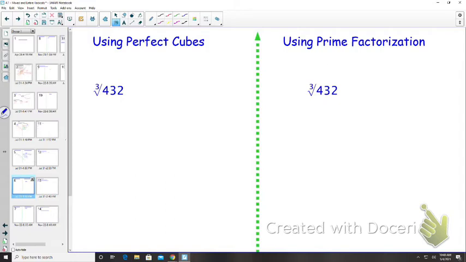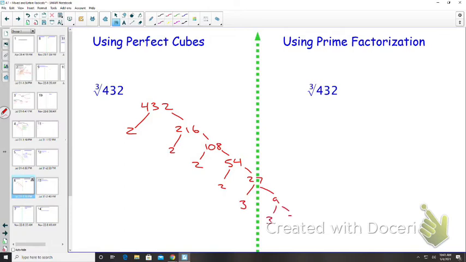What's our index? 3. Good. So we're doing perfect cubes, we're doing the cube root of this stuff. Okay, so, same thing we've been doing. We'll take 432, we'll break it up into 2, 216. 216, then we have 2 and 108, 2 and 54, 2 and 27, 27 goes down to 3 and 9, and then 9 goes down to 3 and 3. Okay, so I got 1, 2, 3, 4 2s and 3 3s.